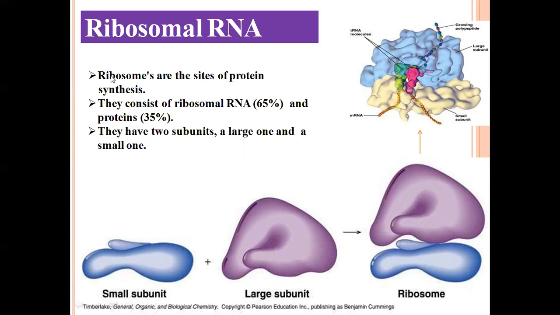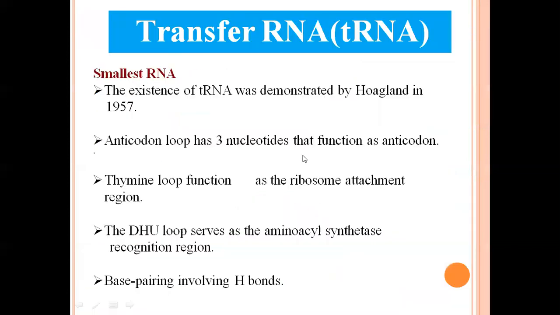Well, about the ribosomes, they consist of ribosomal RNA 65% and proteins 35%. This is a very important and informative data. Ribosomal RNA actually makes up 65% of the ribosome and protein 35%. They have two subunits, one large and one small subunit.